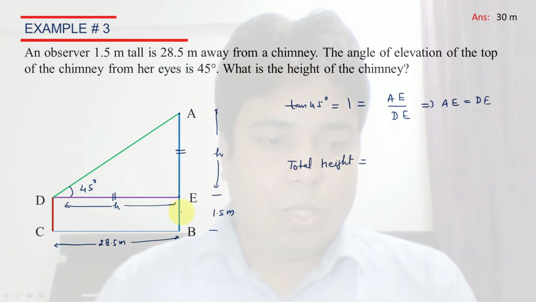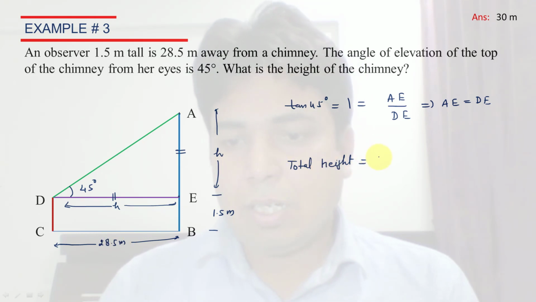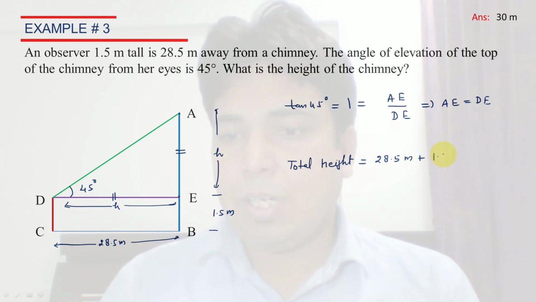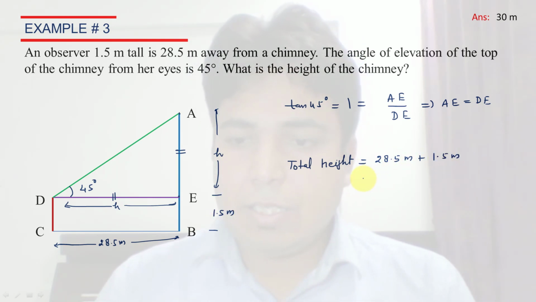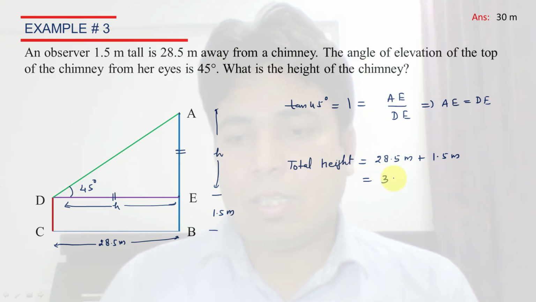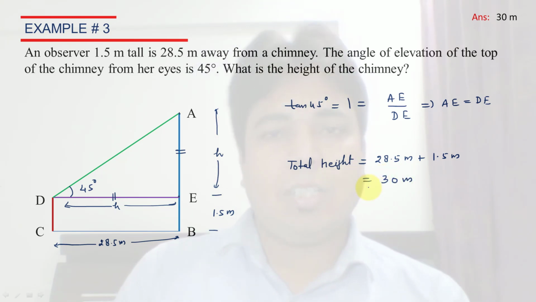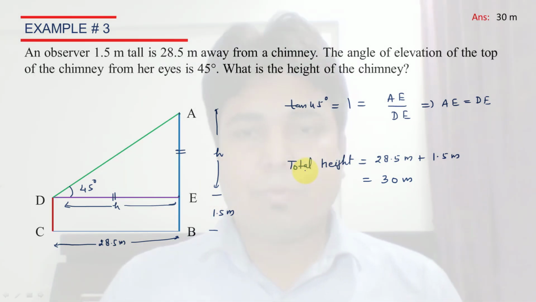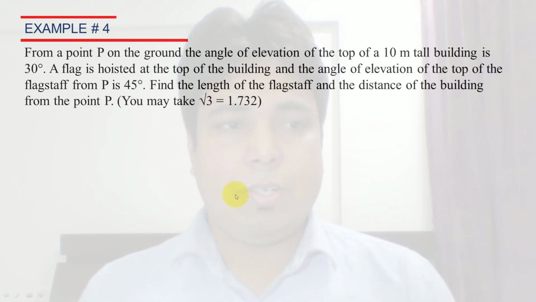So the total height of the chimney must be 28.5 meter plus 1.5 meter, and hence you can see this is 30 meter. So 30 meter is the answer for this question. Let's move on to another example. This is example number 4.